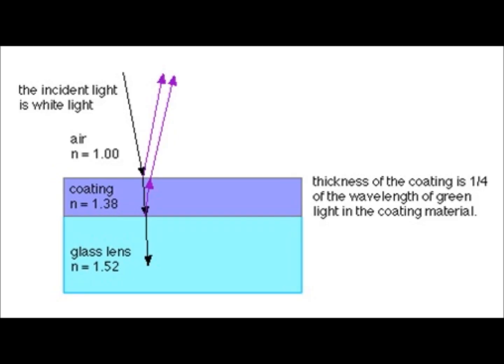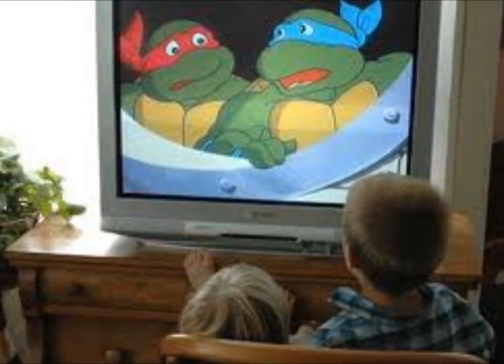Here's a new situation for your meditation. We have white light in air incident on a coating of some material of index 1.38, and the coating is on top of a glass lens of index of refraction 1.52. We're told that the thickness of the coating is 1/4 of the wavelength of green light in the coating material. So here are two tasks. First is to determine what the observer will see, and the second is to get an estimate of the thickness of the coating. Do stop the video and think about this. Just watching the video does not make you into a physics ninja.